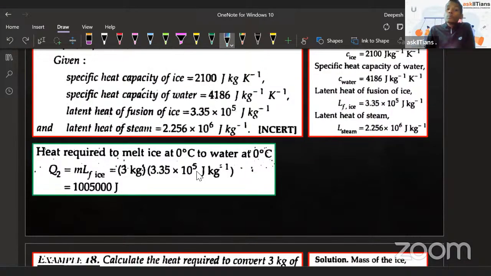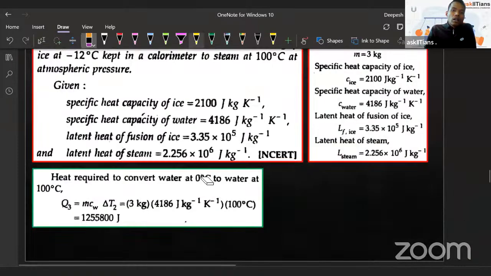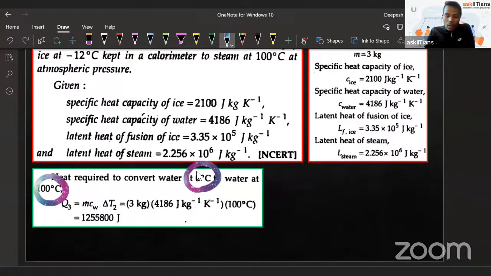Second thing, heat required to melt ice. Now if you want to convert ice to water from 0 to 0, you cannot use specific heat, you will use mL now. Next is converting the water from 0 to 100. So for water, I will again use MC delta T.